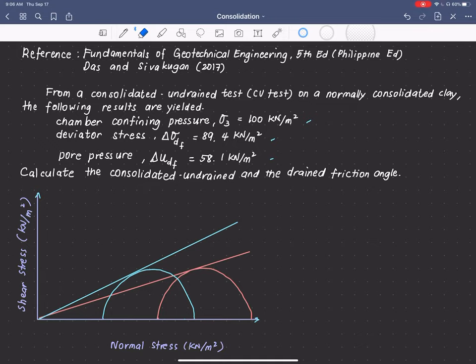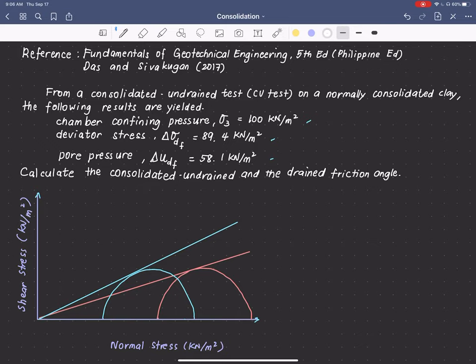We are given a normally consolidated clay that underwent consolidated undrained test. The following results were obtained. We have the chamber confining pressure, or sigma sub 3, which is equal to 100 kilonewton per square meter. A deviator stress at failure of 89.4 kilonewton per square meter. And a pore pressure, delta U, of 58.1 kilonewton per square meter. So with this, we are asked to solve for the undrained and drained friction angle.